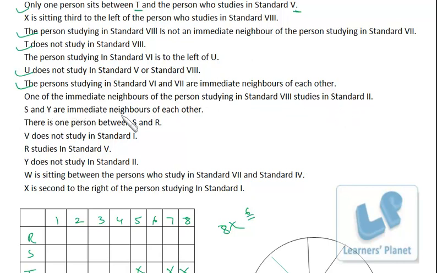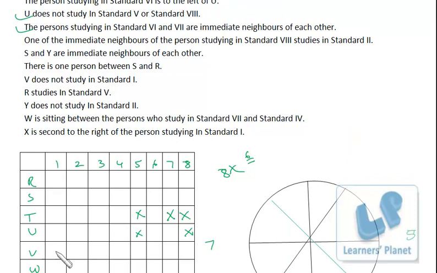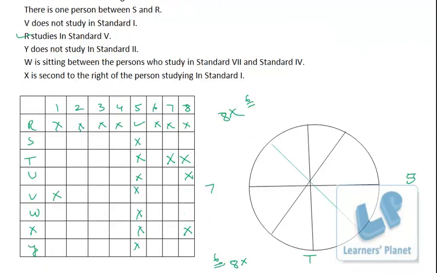S and Y are immediate neighbors of each other. No, there is one person between S and R. V does not study in standard 1. R studies in standard 5. That means the remaining persons from 5 are cancelled. So just make crosses vertically and horizontally. Y does not study in standard 2. So for Y we cancel 2.